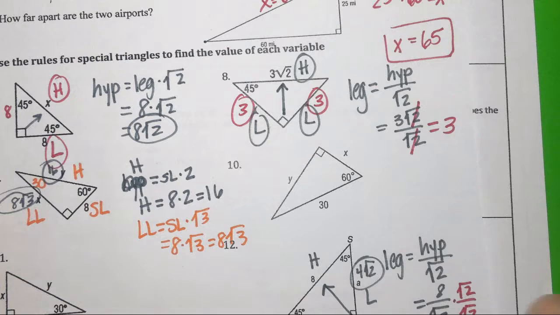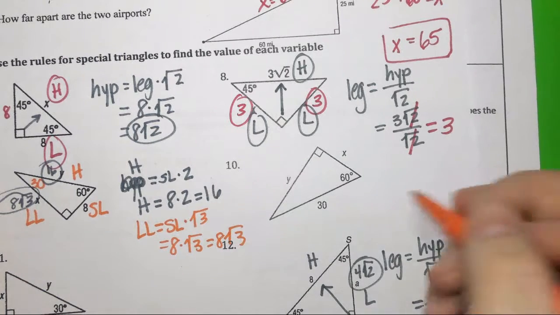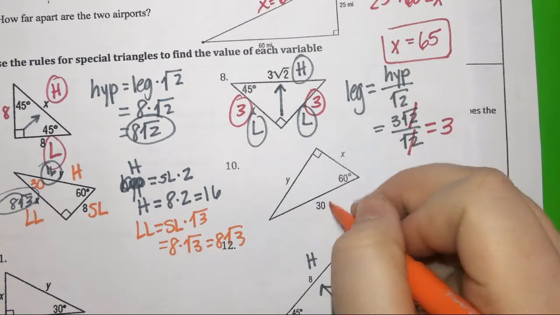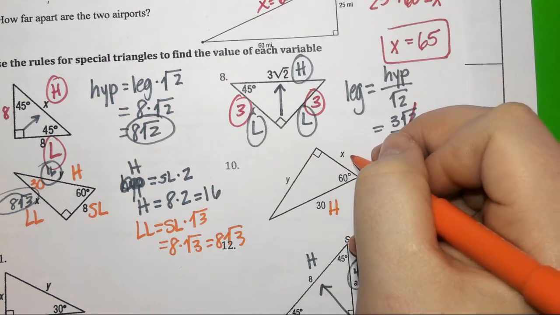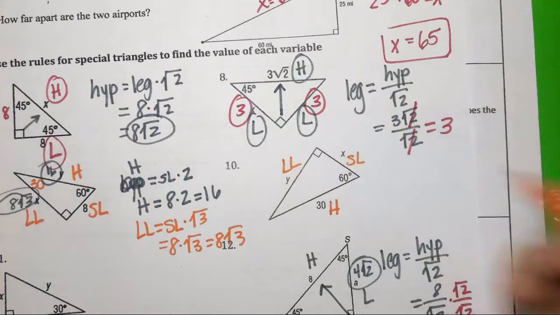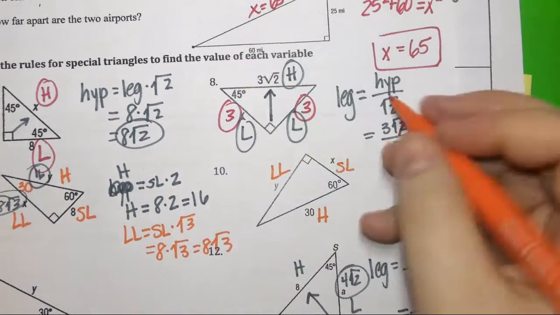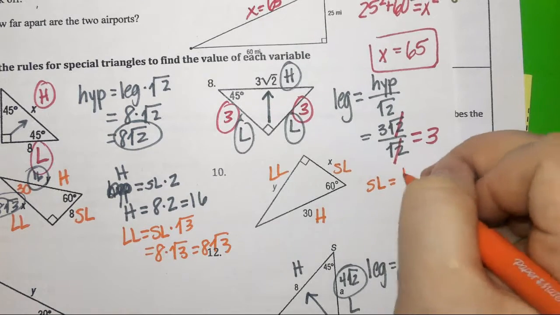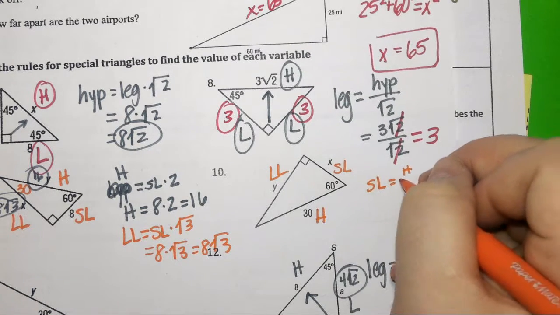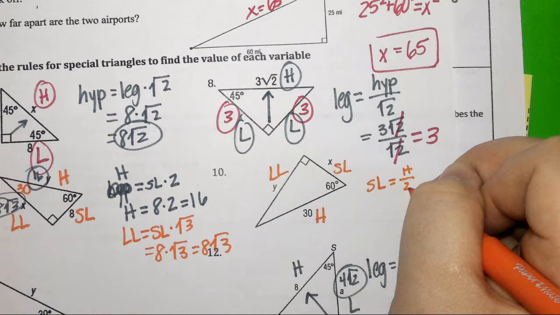Okay, what did they give me on number 10? They gave me the hypotenuse. Is this the short leg or the long leg? And this is the long leg. Okay, so they gave me the hypotenuse. How do I get the short leg from that hypotenuse? I take my hypotenuse and I do what? Divided by the square root of 2?